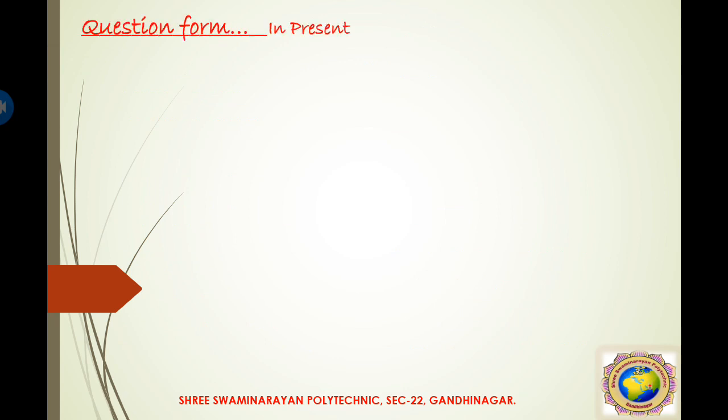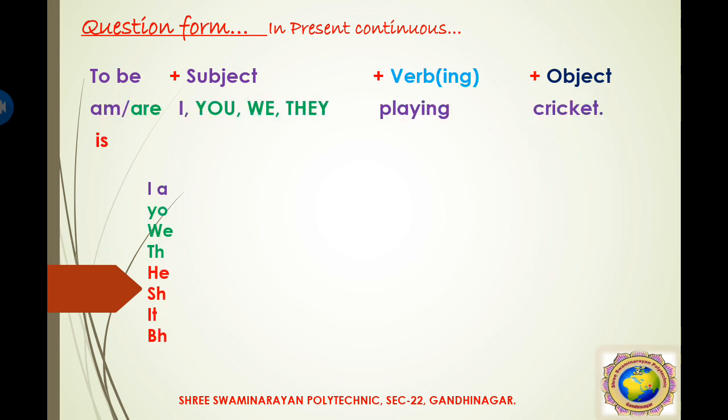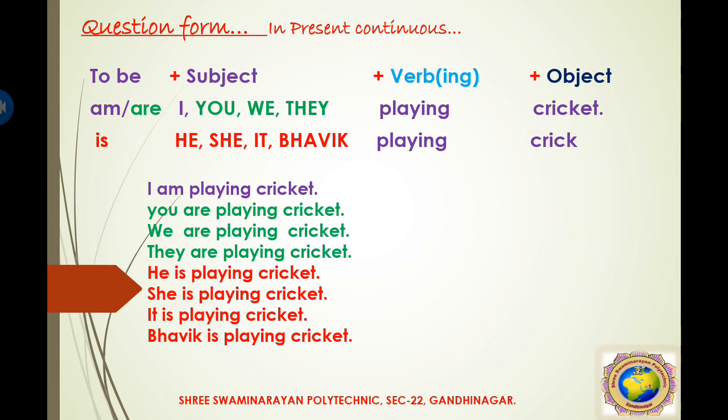Now next is the question form. How to make a question form in the present continuous form? Here is the basic formula. In the basic formula, the to be form is placed before the subject. Previously, we used the to be form as a helping verb after the subject. Here in question form, we place it before the subject. The remaining things are the same. So we see that the to be form is before the subject, the verb is as it is and the object is as it is.